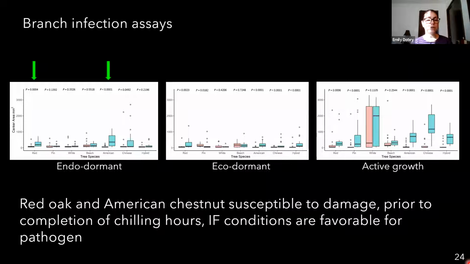And what we found with our endodormant was that the red oak and the American chestnut were susceptible to damaging lesions, damaging infection prior to the completion of those chilling hour requirements. So this was tissue that was collected in November of 2020. This would be if conditions are favorable. We need to remember that these were put into an incubator. They weren't at ambient outdoor temperatures.